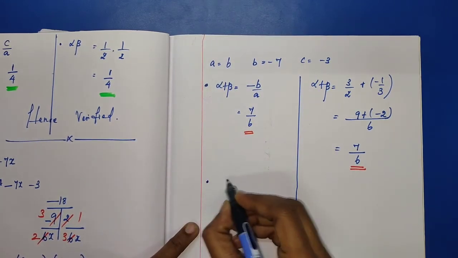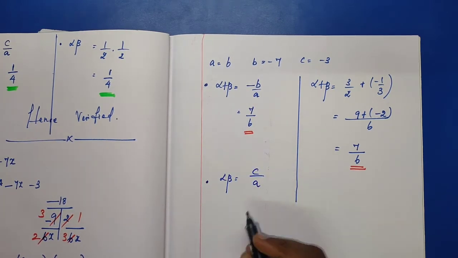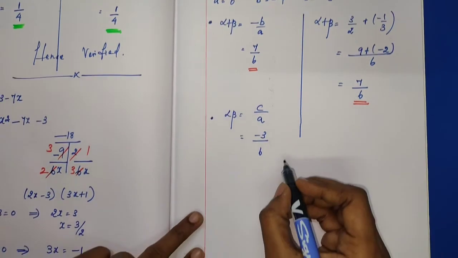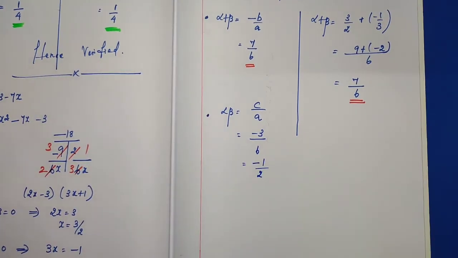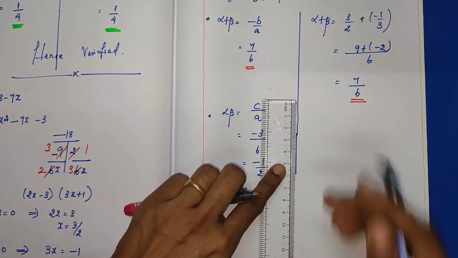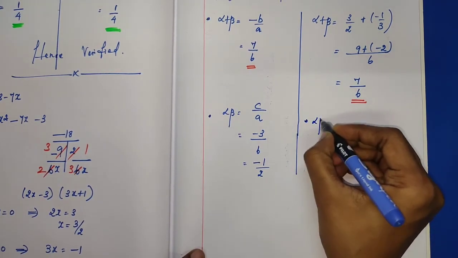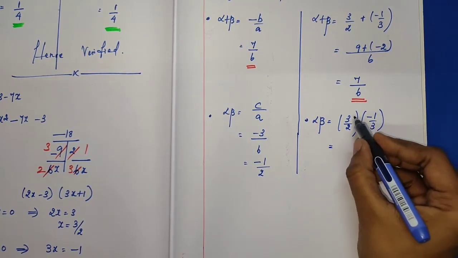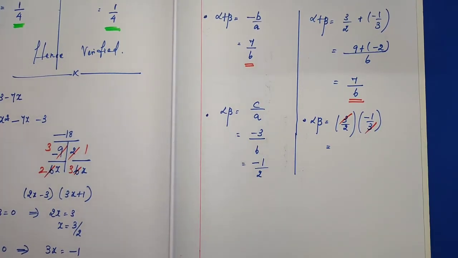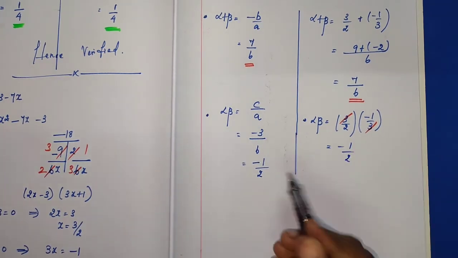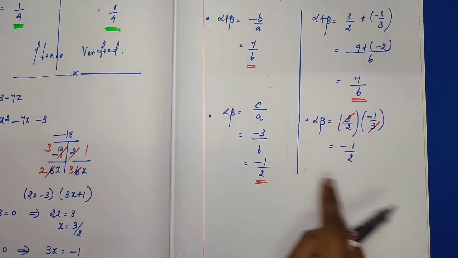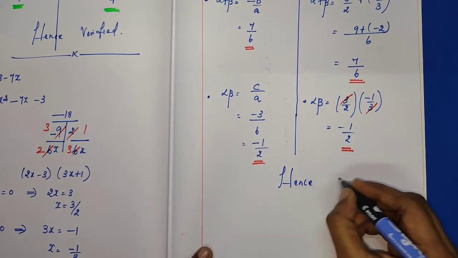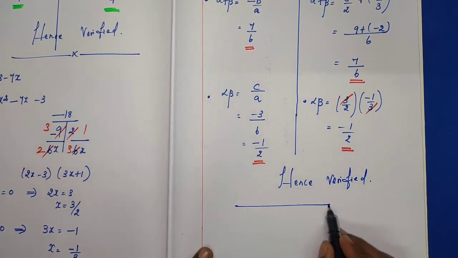Now let us check the product. Alpha beta, the formula is c by a. c is minus 3, a is 6. The simplified answer is minus 1 by 2. Now alpha beta, alpha is 3 by 2, beta is minus 1 by 3. Simplify, it is minus 1 by 2. So the left side and right side are equal. By coefficients and by zeros, the calculated answers are the same. So hence it is verified. Thank you.